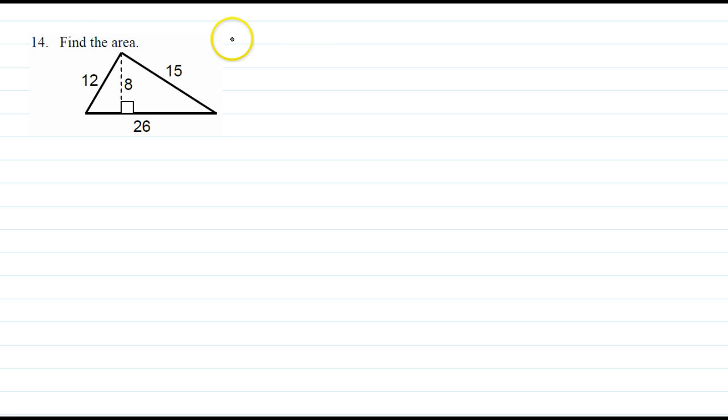Okay, for 14, just finding the area of the triangle. 1/2 base times height. So all we're trying to do is figure out what number to use for the base. So that's going to be that 26. The height. So from wherever you see this right angle, attached to that will be the height. So our height is 8.